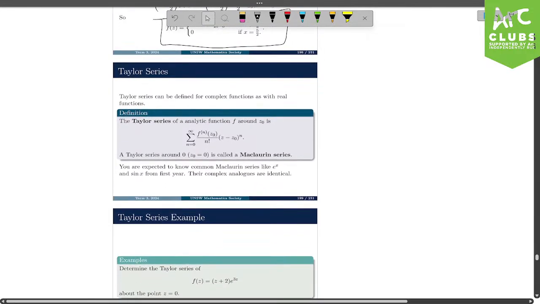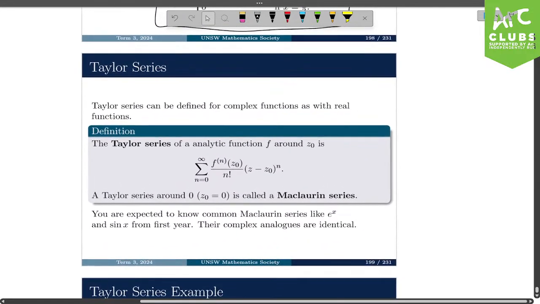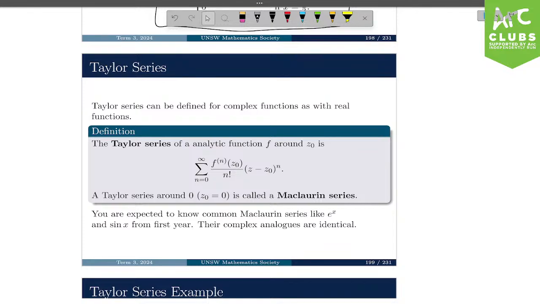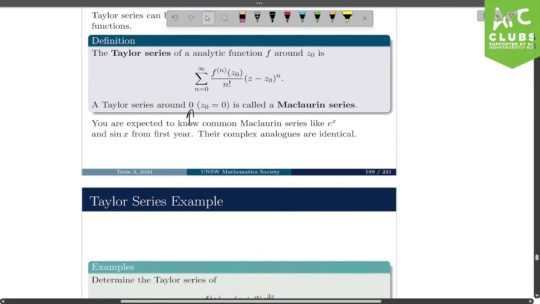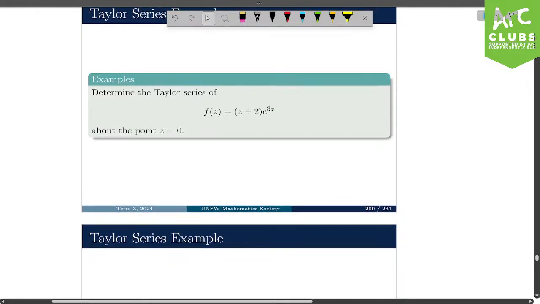Now we have Taylor series. Taylor series is just the way that we can format any function into this kind of power series. Okay, it is a form of power series, and when we center it at about 0, it is also called a Maclaurin series. Okay, but yeah, we move forwards.